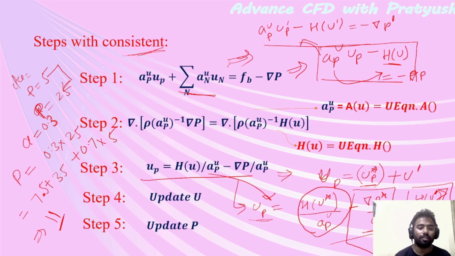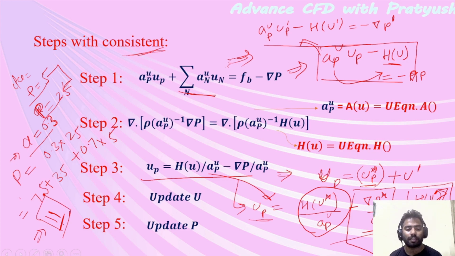Okay, so iteration 1 was giving the pressure value around 5. Iteration 2 was giving the pressure value around 25. But if we use a relaxation factor of around 0.3, this is giving the value around 11. So this is the concept of the relaxation factor. The large change in the pressure is avoided by using the relaxation factor. So I hope this concept of the relaxation factor is understood by you.